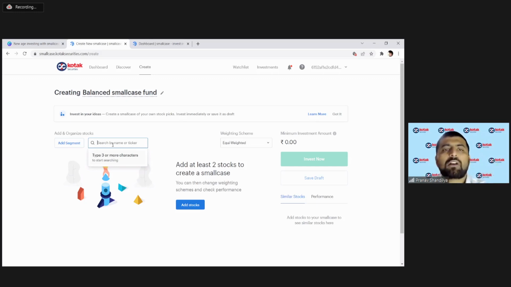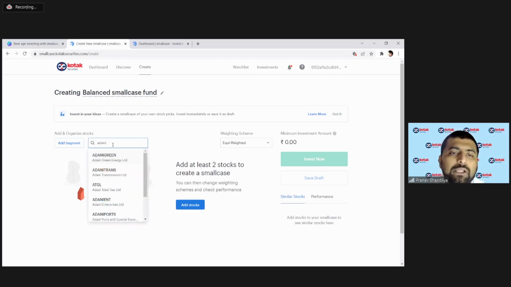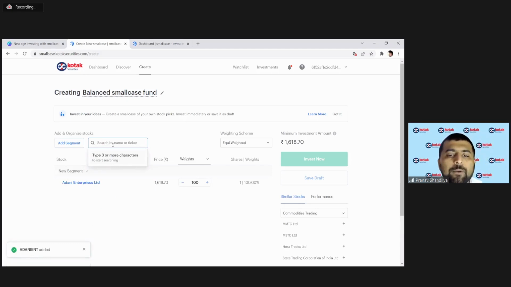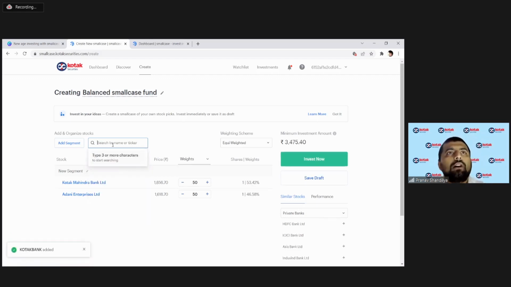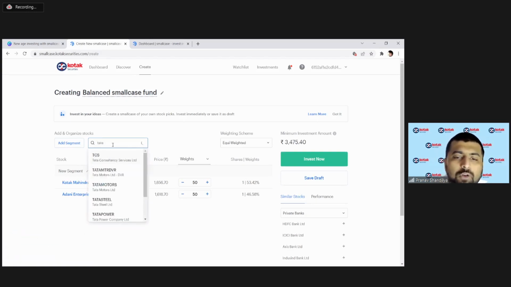So the first stock that pops into my mind is something like Adani Enterprises. So I'm going to choose Adani Enterprises over here. Then I'm going to actually choose a bank like Kotak Bank. And then I'm going to choose another stock, for example, something like Tata Motors.